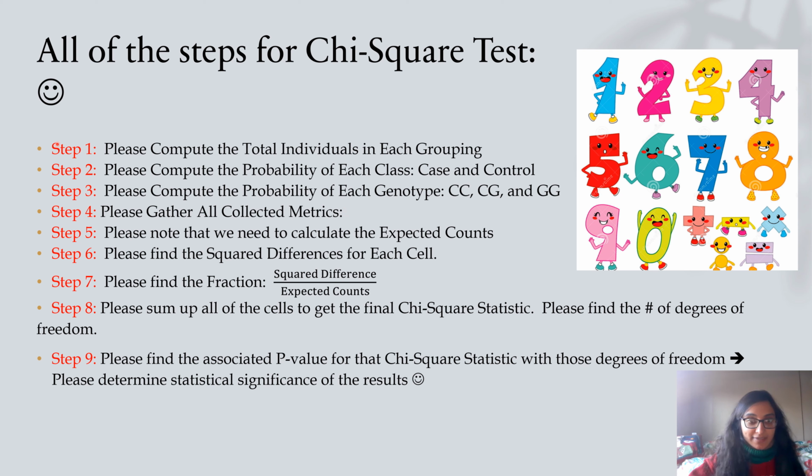Then we gather all of these collected metrics and calculate the expected counts using them. Then we find the squared differences for each cell, and then the fraction of squared difference over expected counts to get our final chi-squared statistic. We find the degrees of freedom as the number of rows minus 1 times the number of columns minus 1, and then we find the associated p-value for that chi-squared statistic with those degrees of freedom, and then we can determine the statistical significance of the results. So basically, if our p-value is less than 0.05, we reject the null.